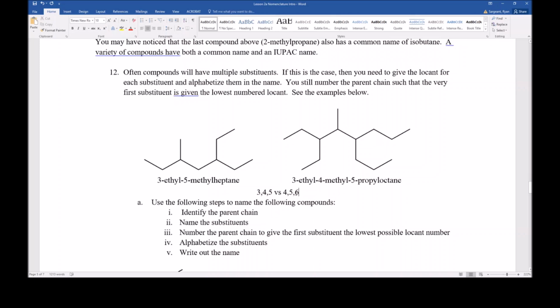And so when you have two different numbering systems like this, you look at the first point of difference. I'm comparing a 3 versus a 4. And it doesn't matter what the rest of the numbers are. The first two numbers are my first point of difference. I choose whichever one is lower. So this could be like a 3 and then a 99 and a 100, and this could be a 4 and a 5 and a 6. And I would still choose the 3 because at the very first point of difference, I choose the lower number, and it doesn't matter what the rest of them are. So for this case, the 3 beats the 4, so I'm going to start from this end, and that becomes a 3-ethyl, 4-methyl, 5-propyl octane.